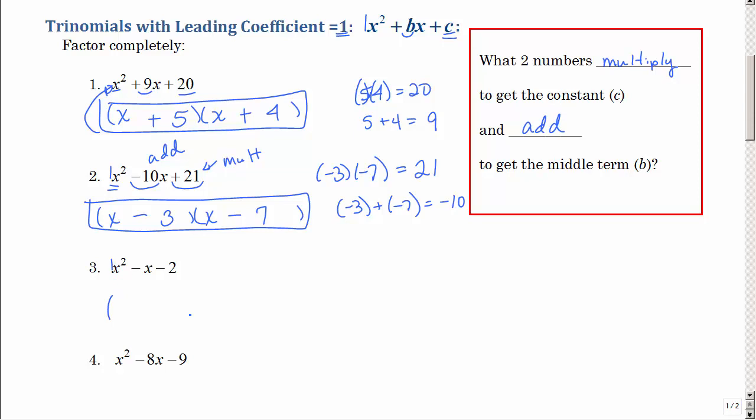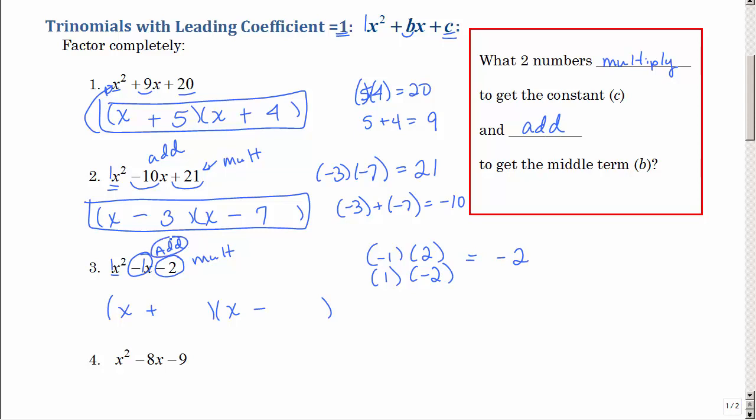Number 3, we have a leading coefficient of 1, so we need x times x, which is x squared. Now there's a negative 1 in front of that x. So again, what two numbers multiply to get negative 2, but add to get negative 1? Well, the only way you multiply to get something negative is if one is positive and one is negative. The only thing that multiplies to get 2 is 2 and 1. So the question is do we need negative 1 and a positive 2, or do we need a positive 1 and a negative 2? Now when you multiply them together, you get negative 2. But what about adding?